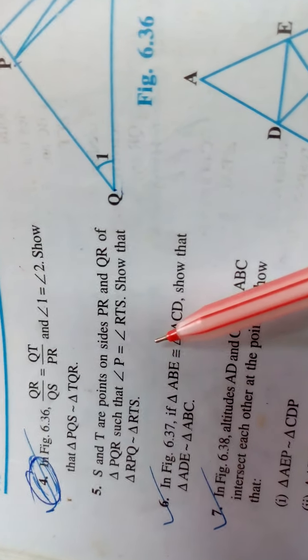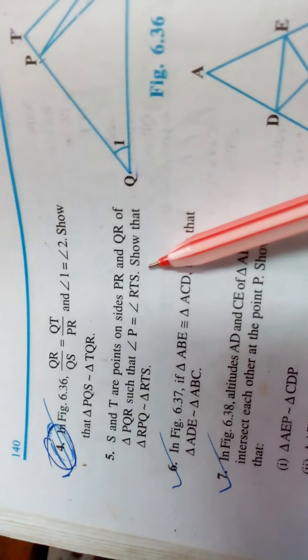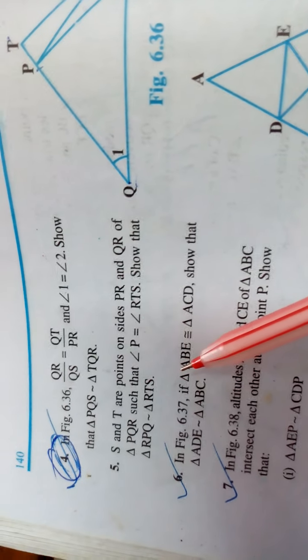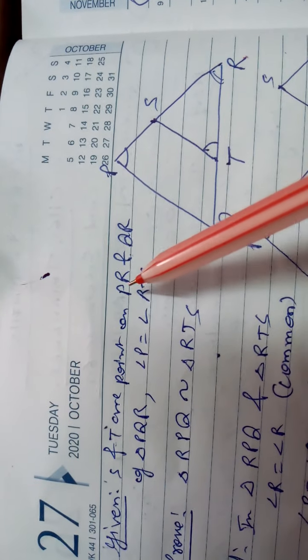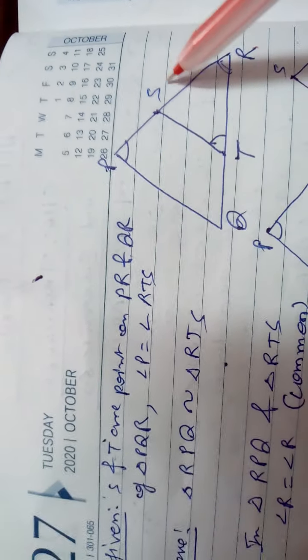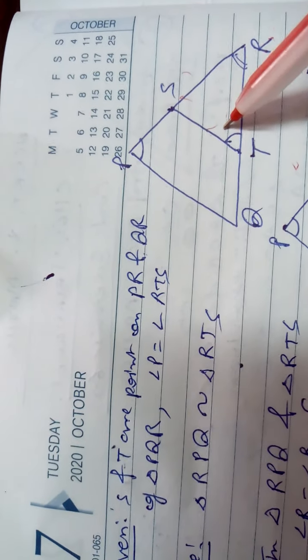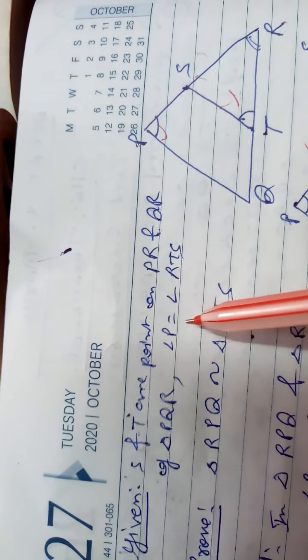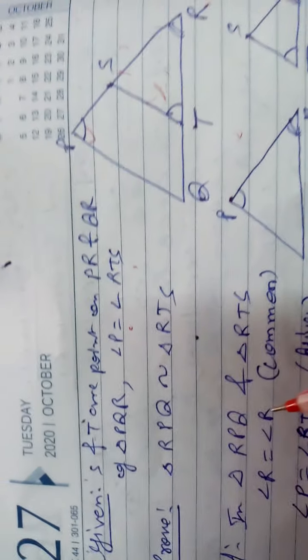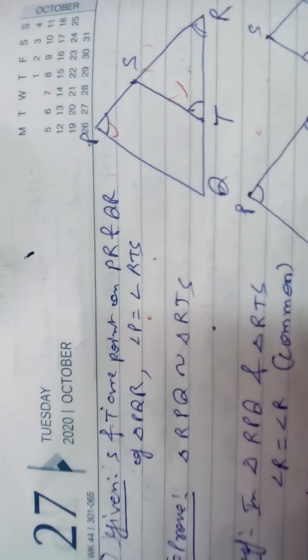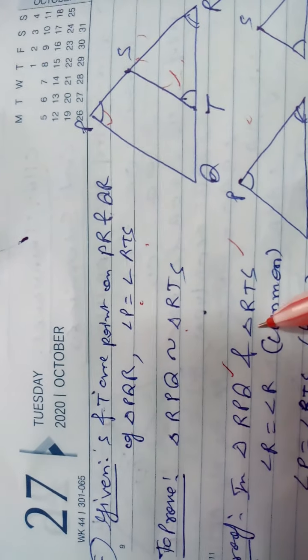In question number 5, S and T are the 2 points on PR, QR of triangle PQR. Angle P equal to RTS. Prove that RPQ similar to RTS. So you will see, I have drawn the figure PQR and I have taken the PR and QR, 2 points S and T such that this angle is equal to this angle, it is given. Angle P equal to RTS. Now this small triangle and this big triangle you take. What is RPQ and RTS? RPQ and RTS.